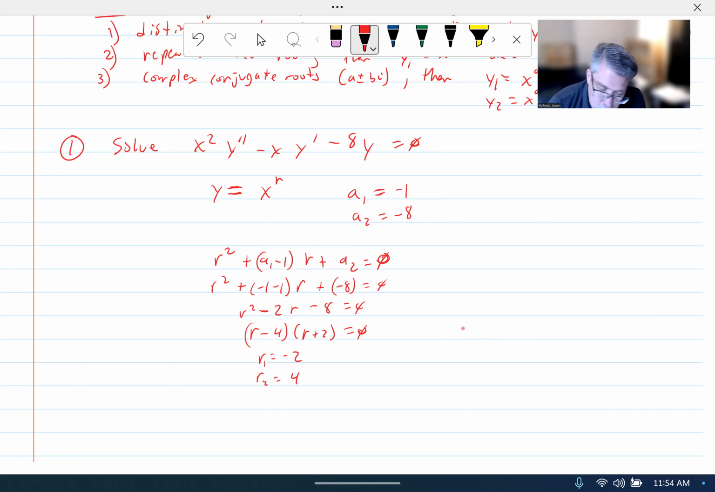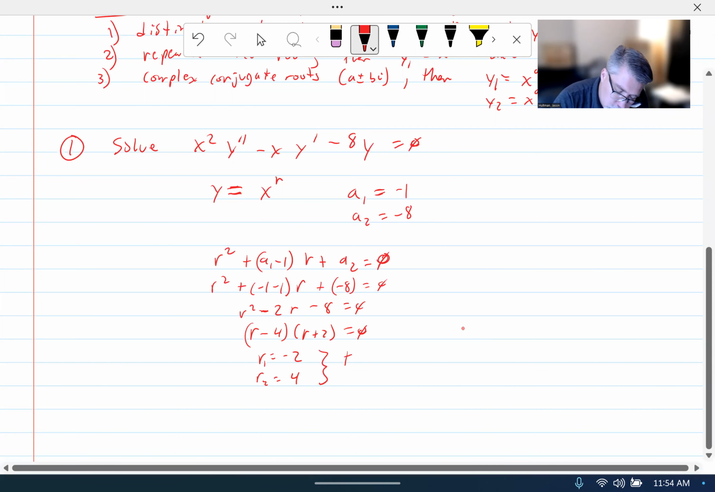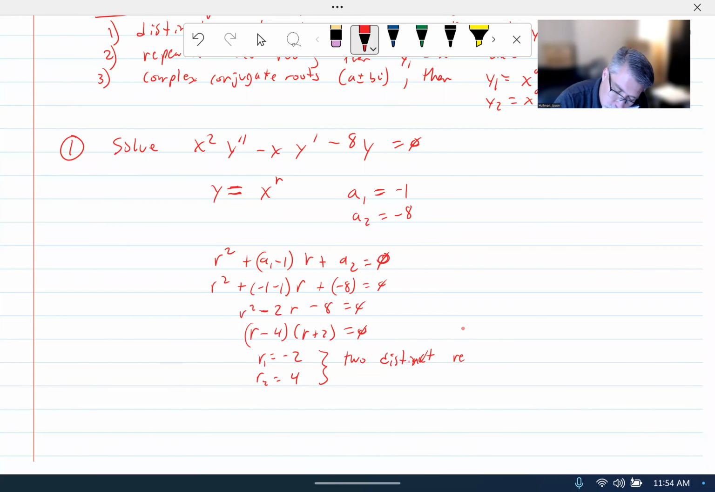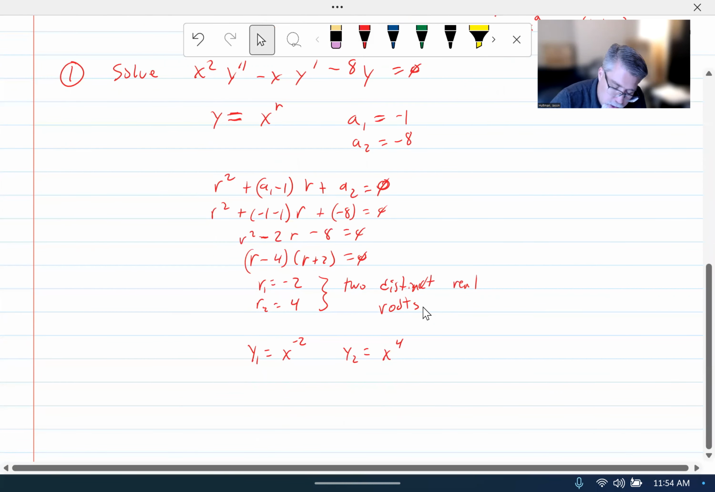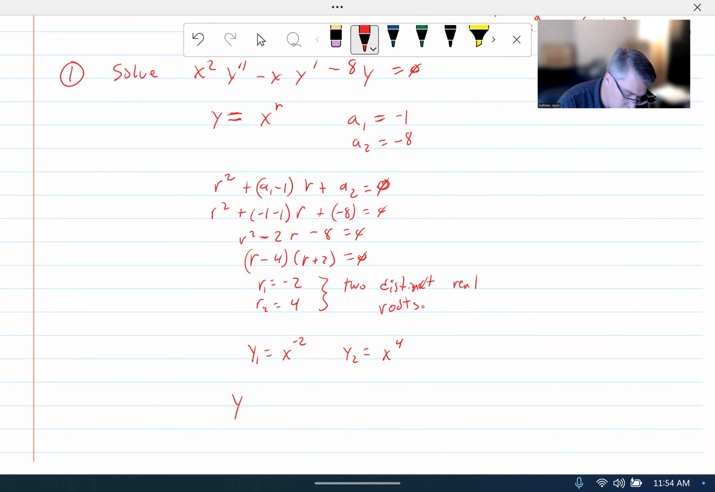Okay. So since there are two distinct real roots, my solution for y1 is equal to x to the -2 power, and y2 is equal to x to the 4th power. Any linear combination of these is going to give me my general solution to the differential equation. So c1 x to the -2 plus c2 x to the 4th.